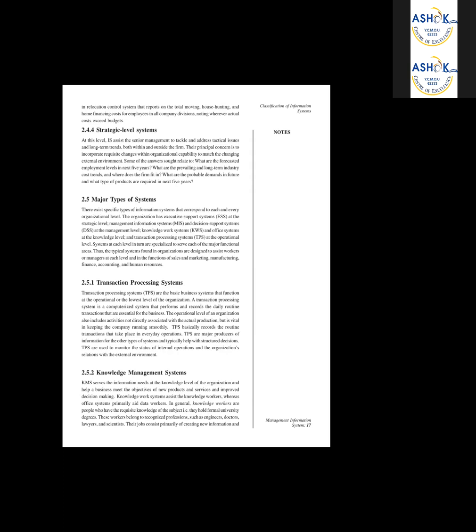Knowledge management system, second type. Knowledge management systems serve the information needed at the knowledge level of organizations and help businesses meet the objectives of new products and services and improve decision making. Knowledge work systems serve the knowledge workers, and office systems serve primarily data workers. In general, knowledge workers are people who have the required knowledge of the subject. They hold formal university degrees. These workers belong to recognized professions such as engineers, doctors, lawyers, etc.